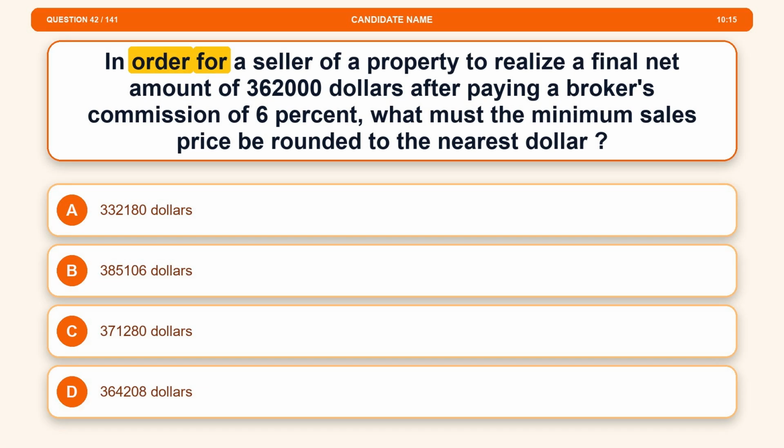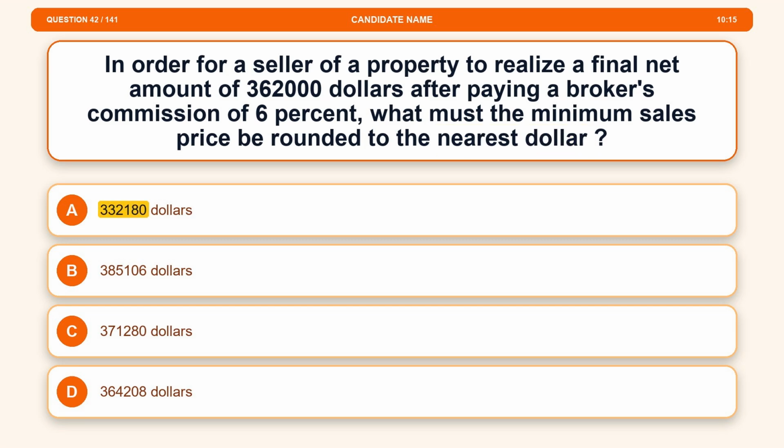Question 42. In order for a seller of a property to realize the final net amount of $362,000 after paying the broker's commission of 6%, what must the minimum sales price be, rounded to the nearest dollar? Option A, $332,180. Option B, $385,106. Option C, $371,280. Option D, $364,208.